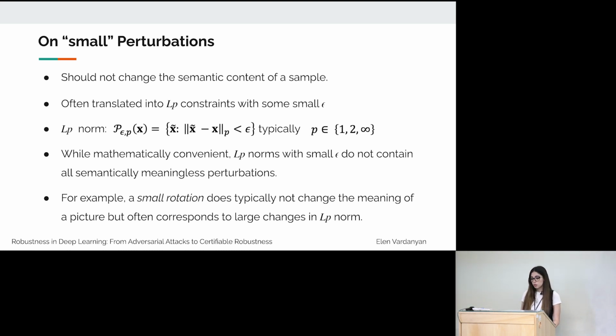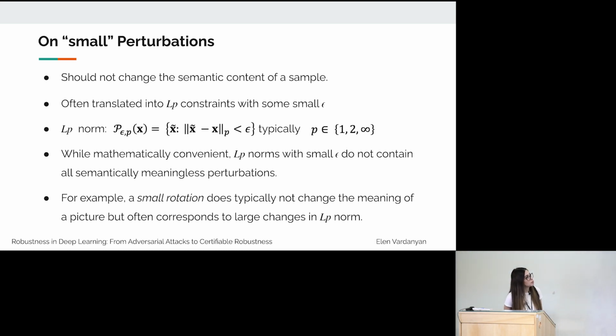We say that a point x tilde in this perturbation set is an adversarial example for the function f at the point (x, y) if x is correctly classified, but the perturbed data x tilde is not correctly classified.